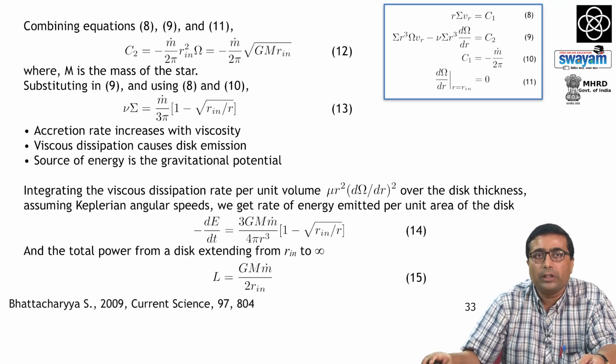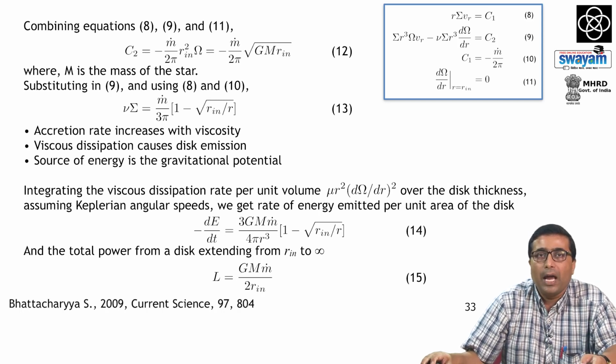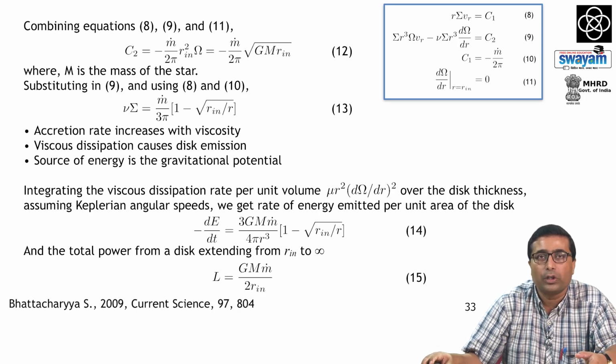This is important because the unknown parameters like nu and sigma are now eliminated from the equations, as they can be expressed in terms of the observable parameters, that is the accretion rate M dot, which could be inferred from the observed luminosity, and R in, which could depend on the mass and radius of the central object. In case of a neutron star, it could be its radius, or in case the disk does not go till the neutron star or the black hole, it could depend on the mass of the neutron star or black hole.